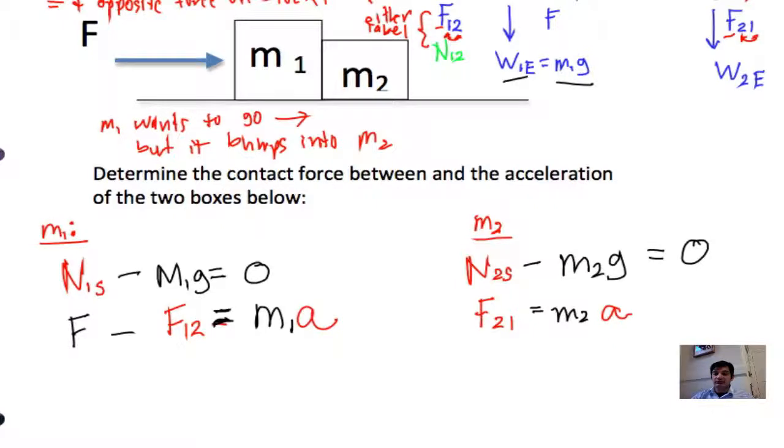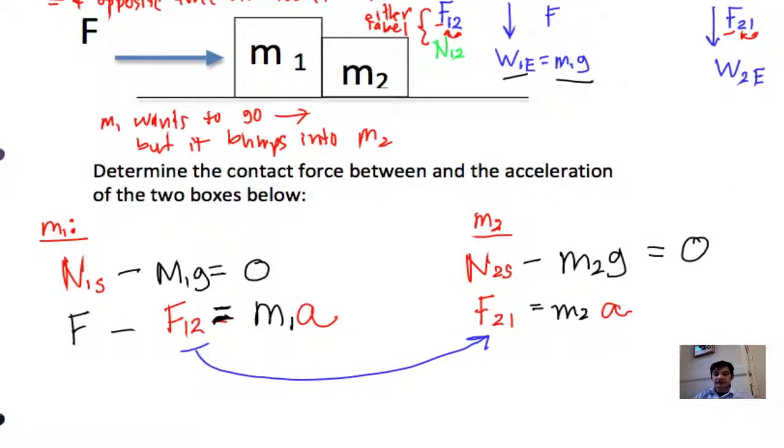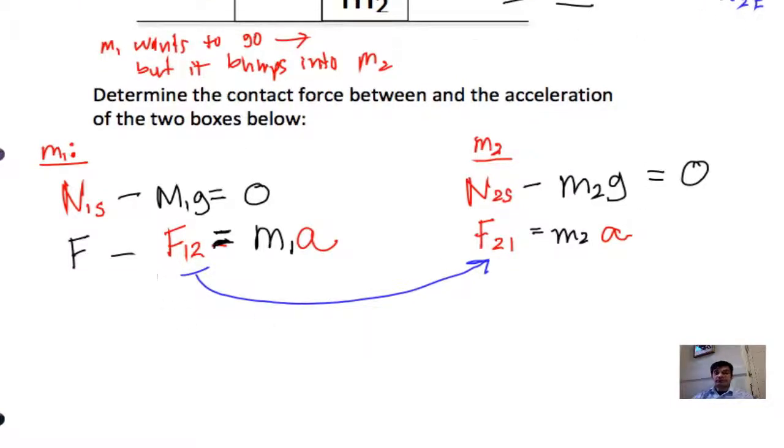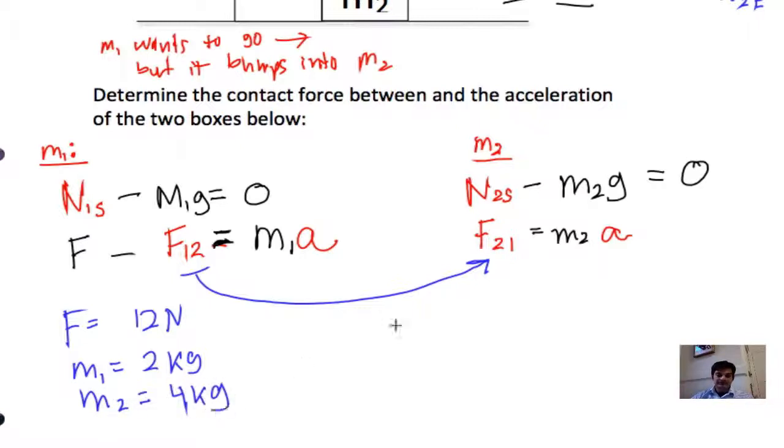So when you solve problems, you can substitute this into here. On your Google Docs homework, I'm going to tell you that F is 12 newtons, M1 will be 2 kilograms, and M2 we're going to make 4 kilograms. And we're going to have you find the acceleration.